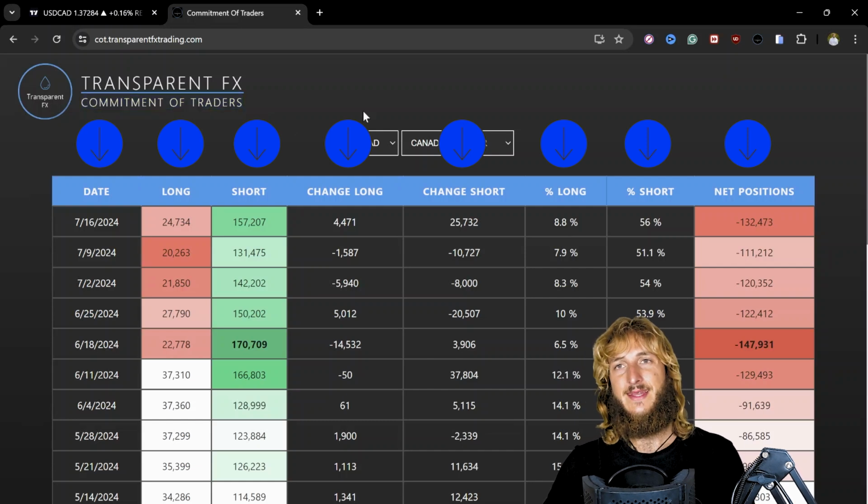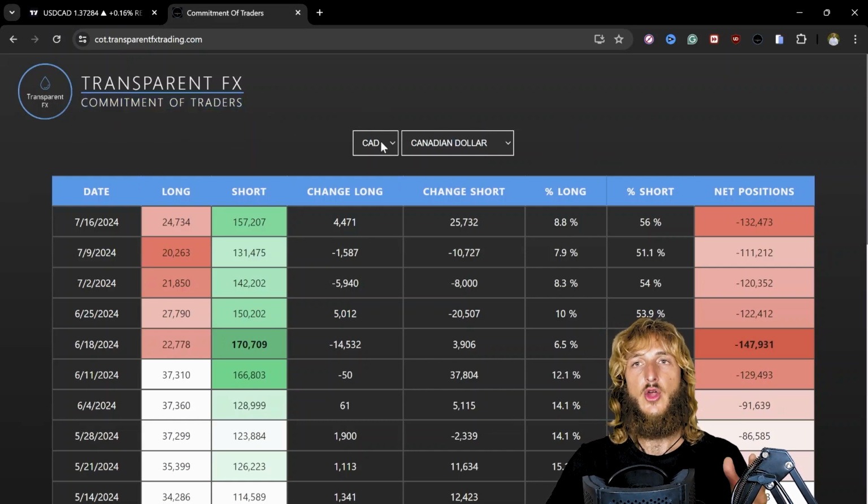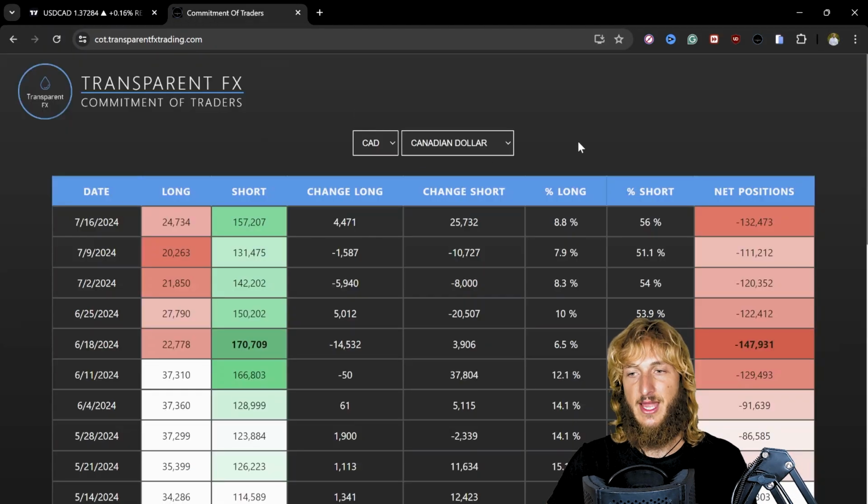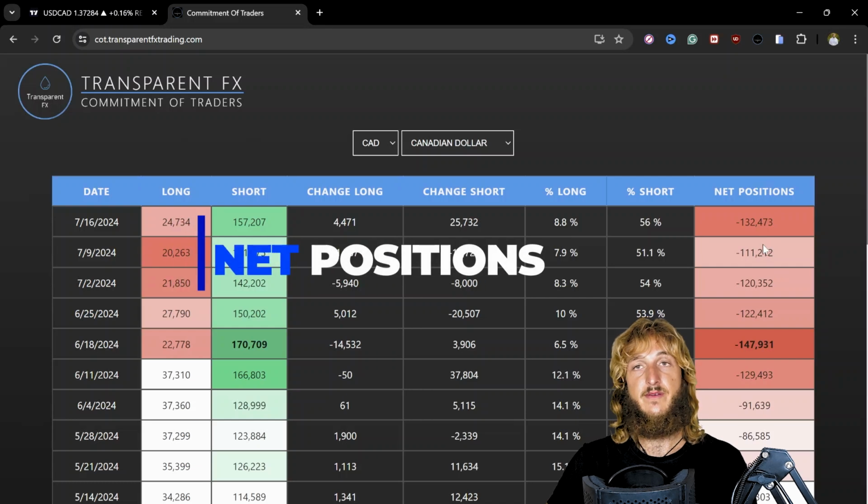And we have to keep in mind that if we're looking at the data for the CAD, we are already looking at CAD USD because all currencies on the spot are traded against the USD. But since we want information on USD CAD, we simply have to reverse everything. And what we can see here is that with the last reports, net positions have been decreased.